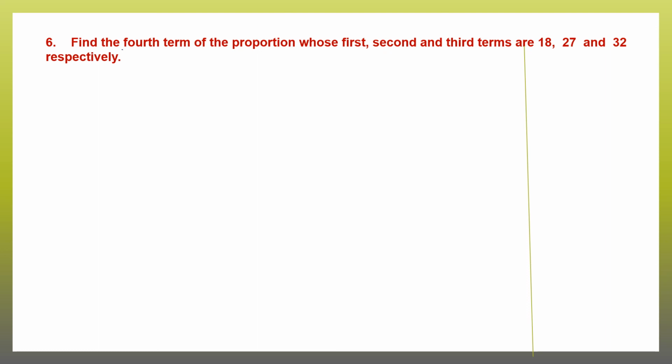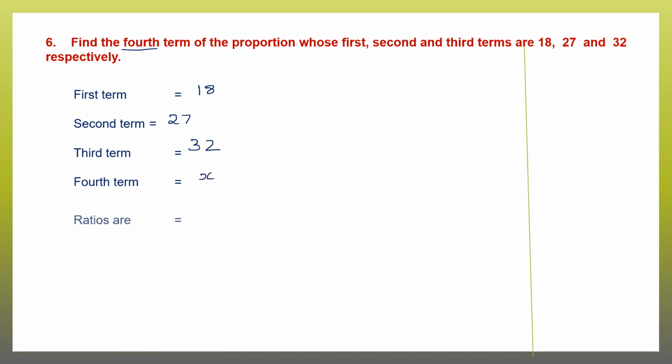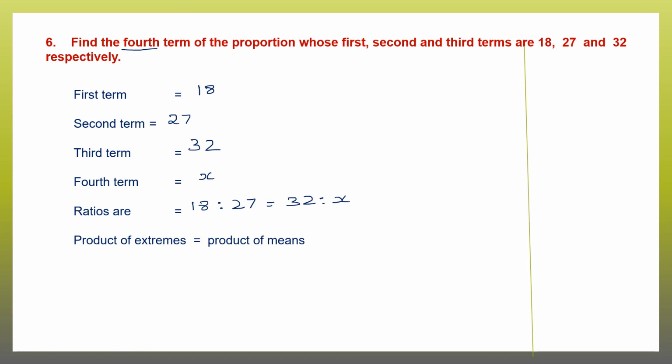Question 6. Find the fourth term. This time you must find the fourth term. So what's the first term given to us? 18. Second term is 27. Third term is 32. And the fourth term is x. Okay, so this time x is the fourth term. Now the ratios first. 18 is to 27 equals 32 is to x. Now we write product of extremes equals product of means. Extremes are 18 into x and means will be 27 into 32.